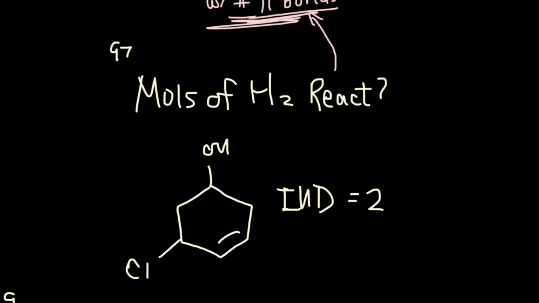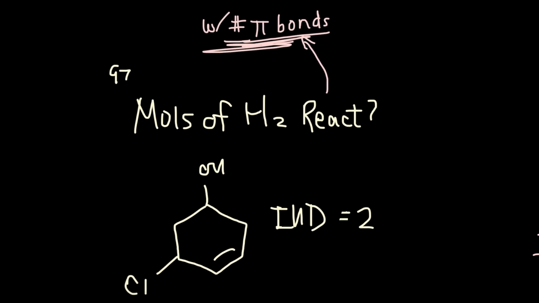Another problem they could ask you is how many moles of hydrogen will react with this molecule? This molecule has an IHD of 2, there's a double bond, and there is a ring. So you might think, well, IHD of 2, that means there's 2 moles of hydrogen that can react with this, but no. Because moles of hydrogen can only react with the number of pi bonds that there are, okay? With the number of pi bonds.